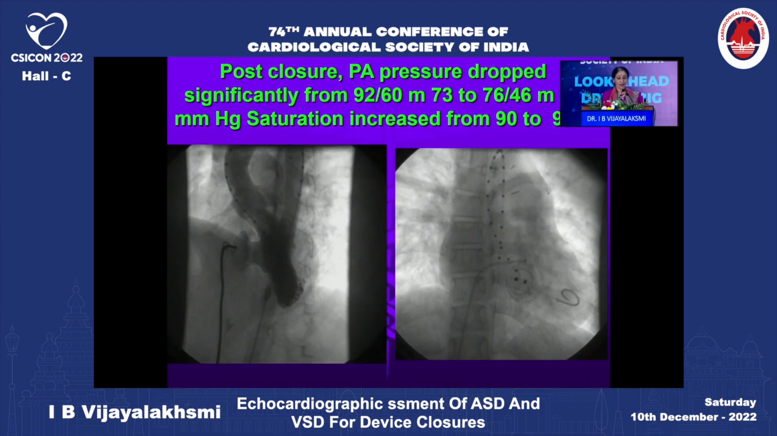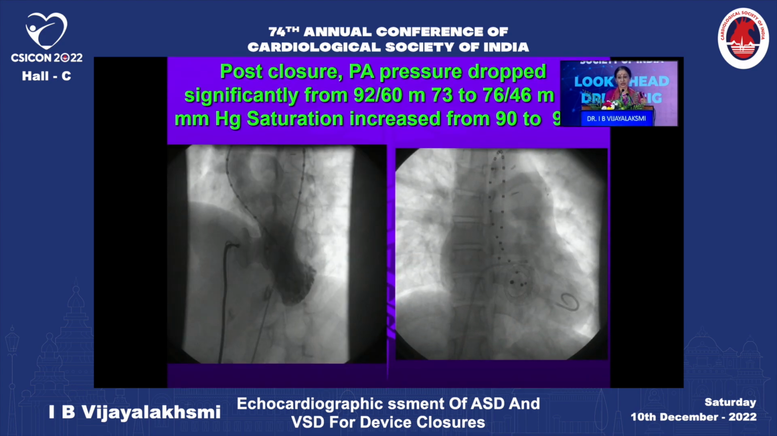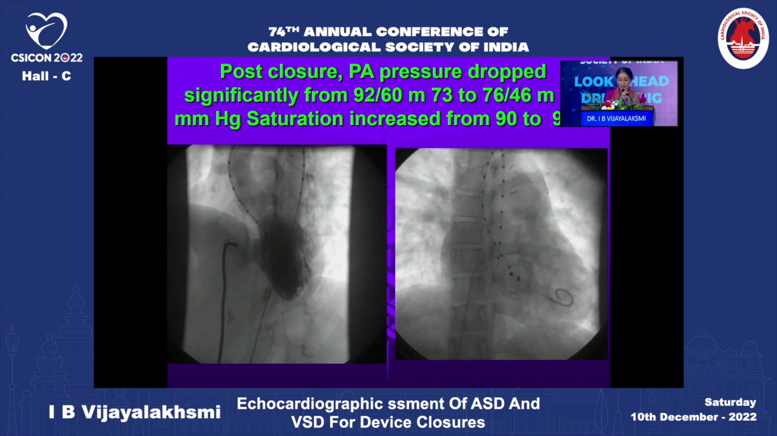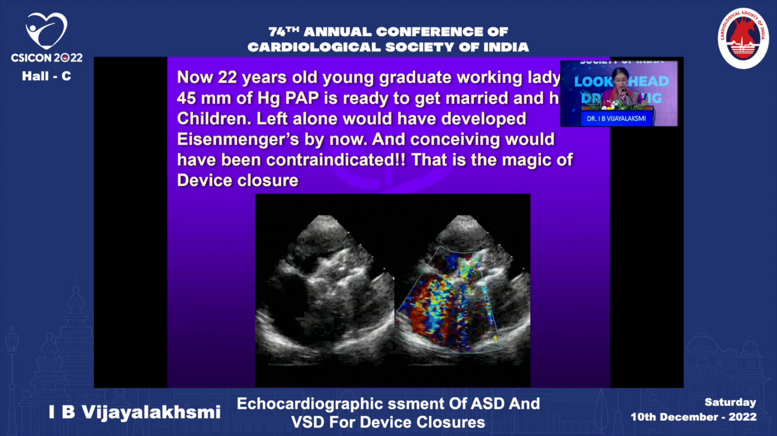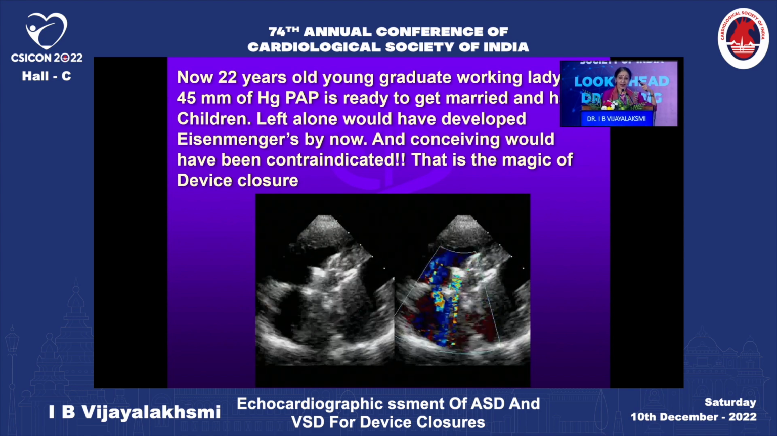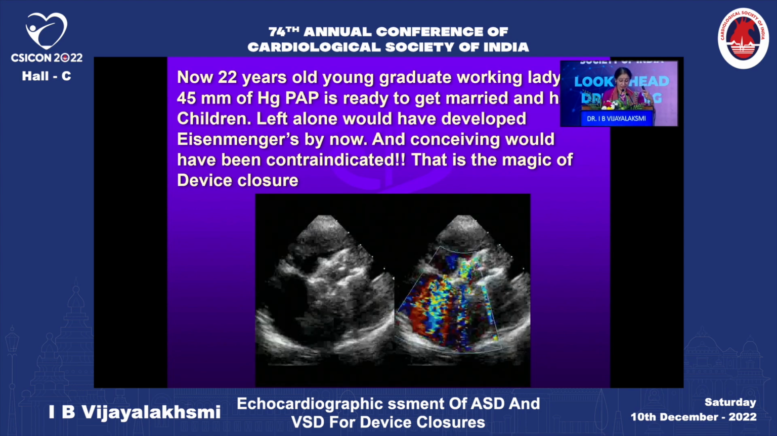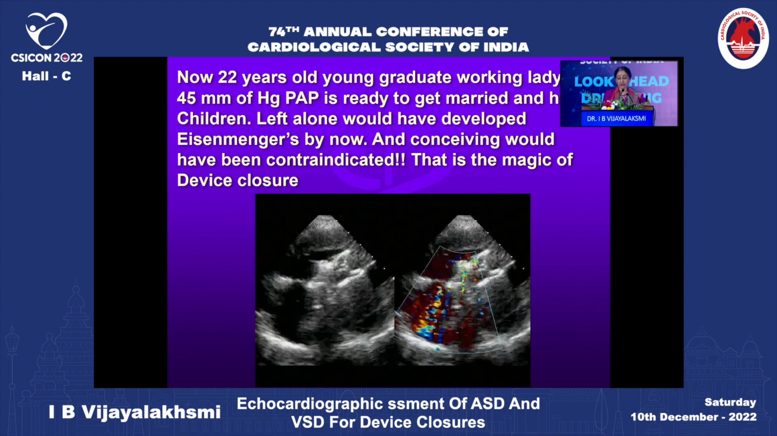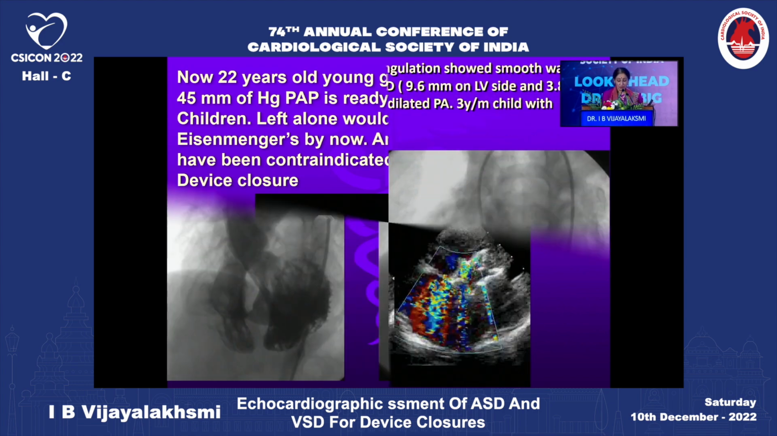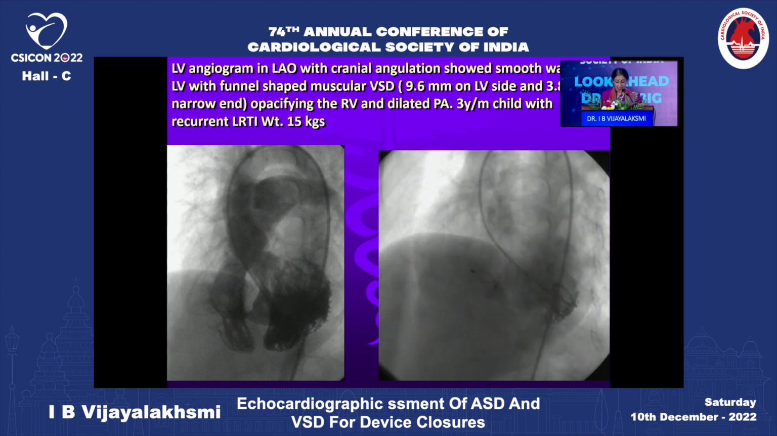And this patient had a large VSD with very high PA pressure, almost 92/60. I closed it with a 24 millimeter device, and the PA pressure came down. I had made a fenestration in the device, and now she is 22 years old, working, a graduate, and ready to get married. And this is how echo can help you make the precise diagnosis.